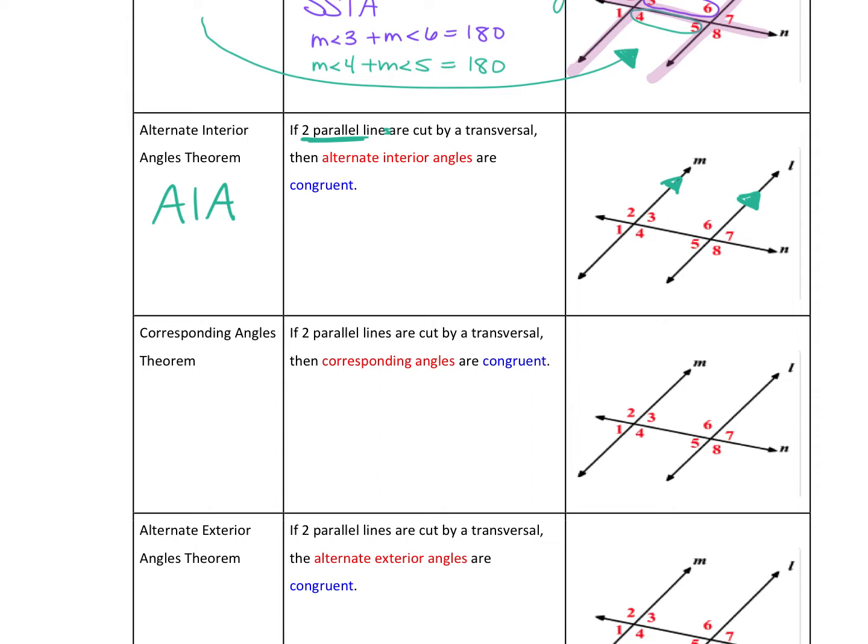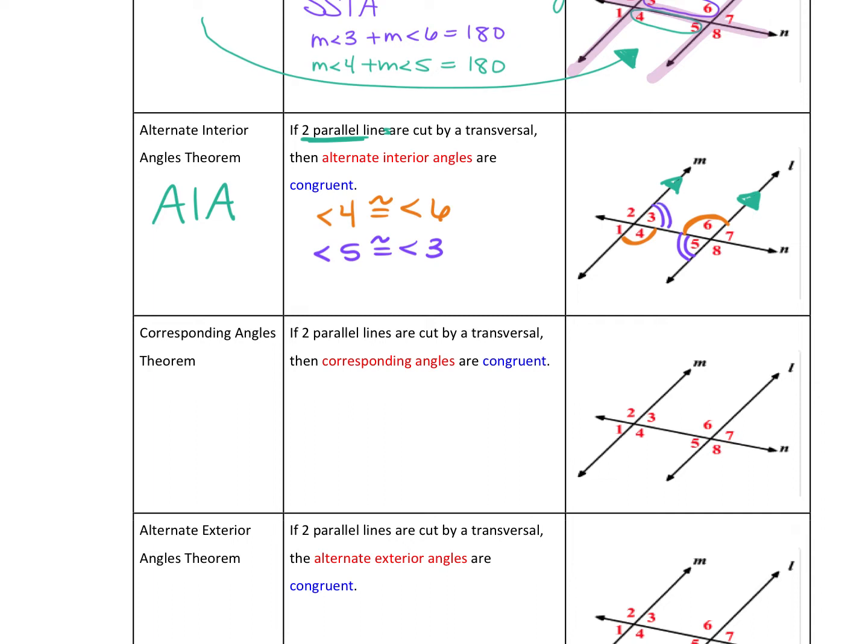Can someone tell me a pair of alternate interior angles here? 4 and 6. Angle 4 with angle 6. So angle 4 is congruent to angle 6. 5 and 3 are also alternate interior angles. Angle 5 is congruent to angle 3. So look at this. This angle is the same measure as that angle.